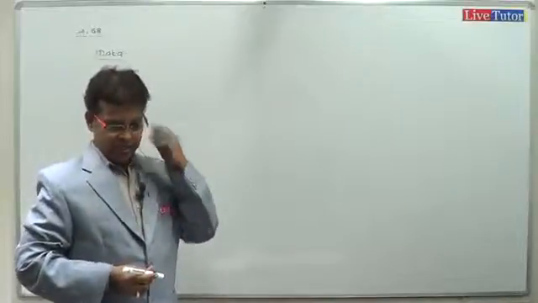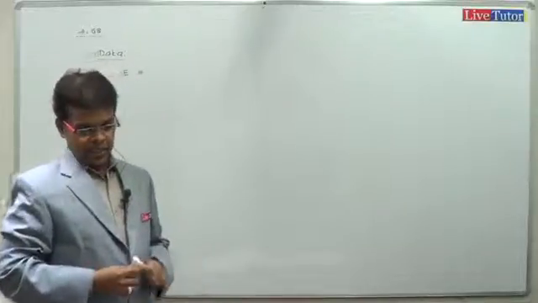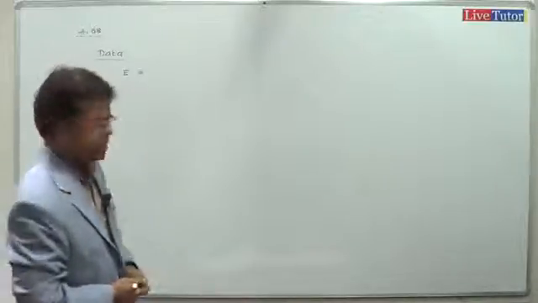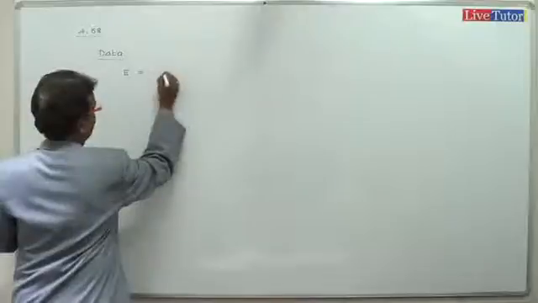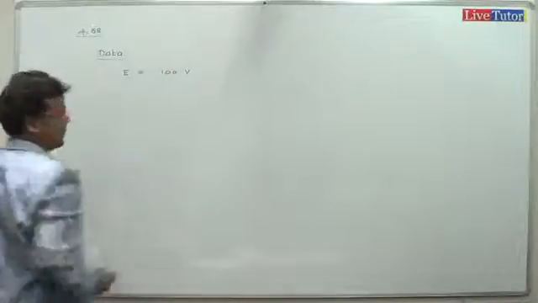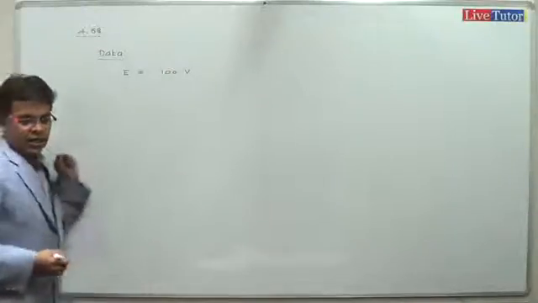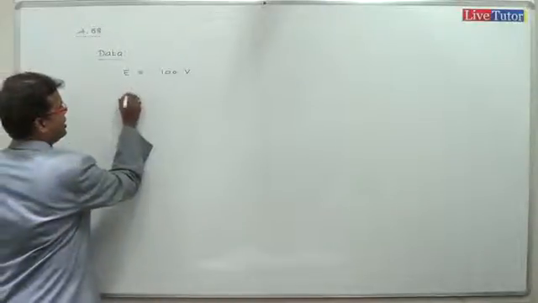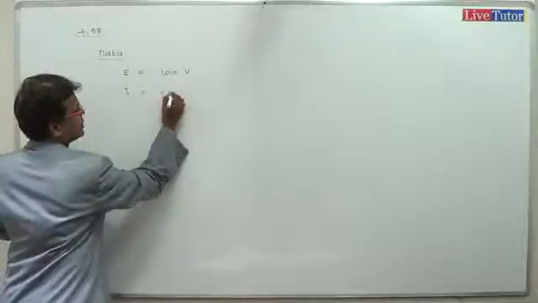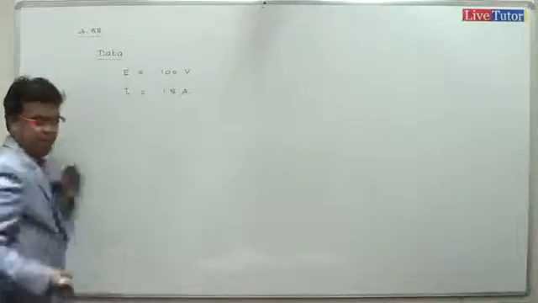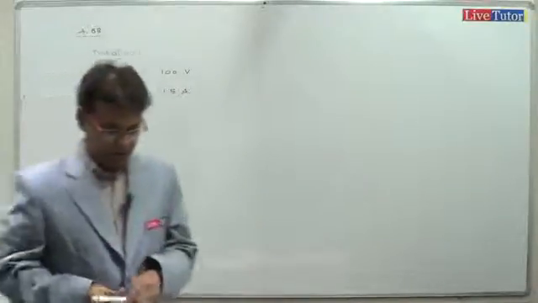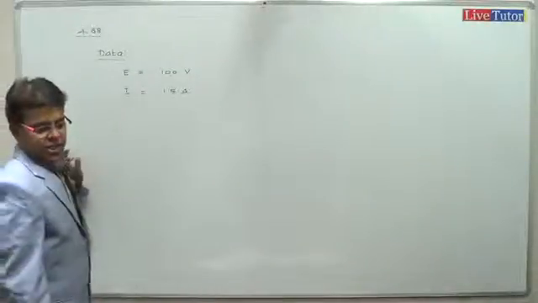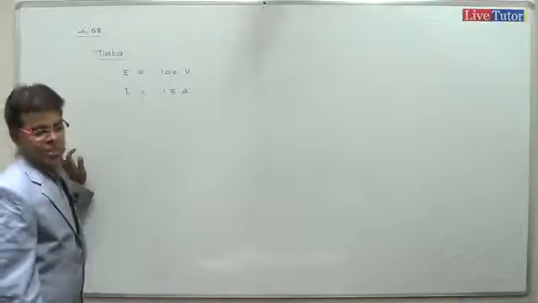Take down the data. What is given here? It is connected to a 100 volt DC source. So since it is 100 volt DC, we have to take this EMF. E is equal to 100 volt. Right? And then the current I is equal to 1.5 ampere. Right? And then the same coil is connected across the 100 volts 50 hertz AC source.